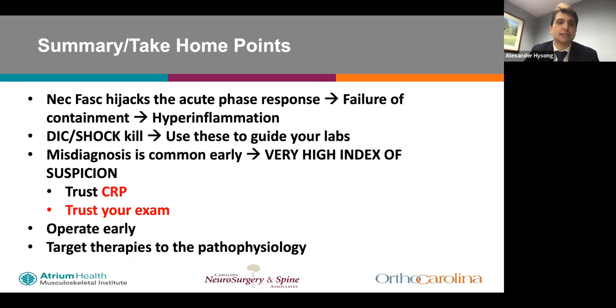These are some summary and take-home points. Biggest points being act early, have a high index of suspicion, and use the pathophysiology that we know, this derangement or hijacking of the acute phase response, to guide our clinical appreciation and management of this condition.